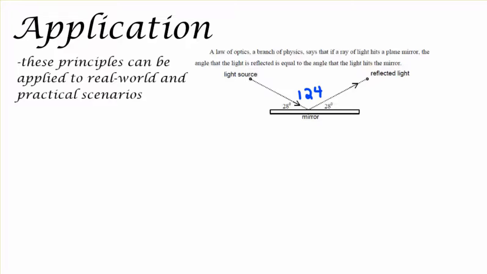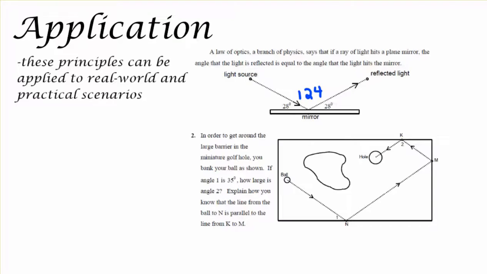Now, to take a look at a lighter example, we can apply these same principles to a simple game of miniature golf. Imagine that in order to get around a large barrier on our golf hole, you're going to bank your ball as shown. You're going to make it hit 3 walls and then hopefully go in the hole. Now, if this first angle down here at the bottom is 35 degrees, can we connect enough of these principles to find the angle 2?